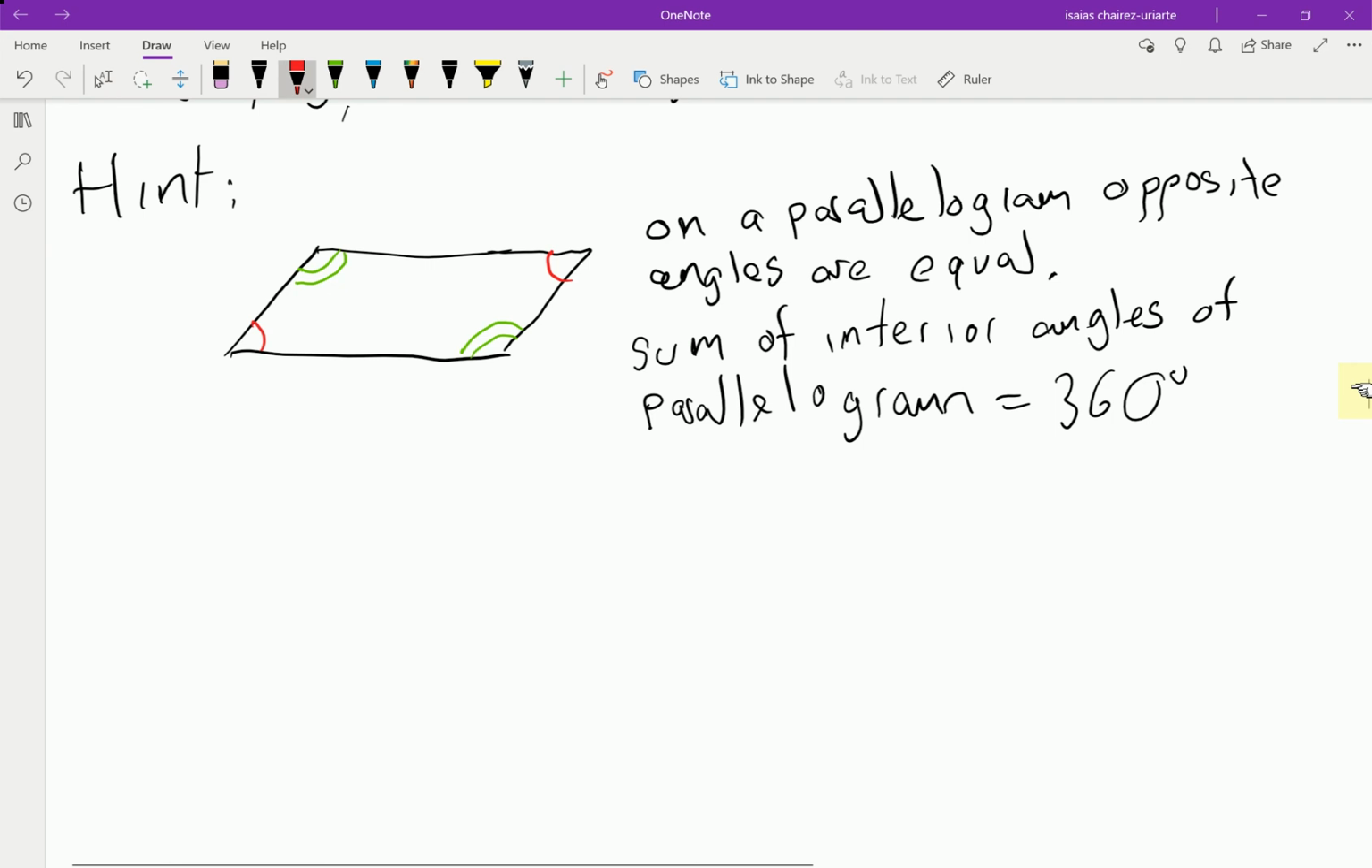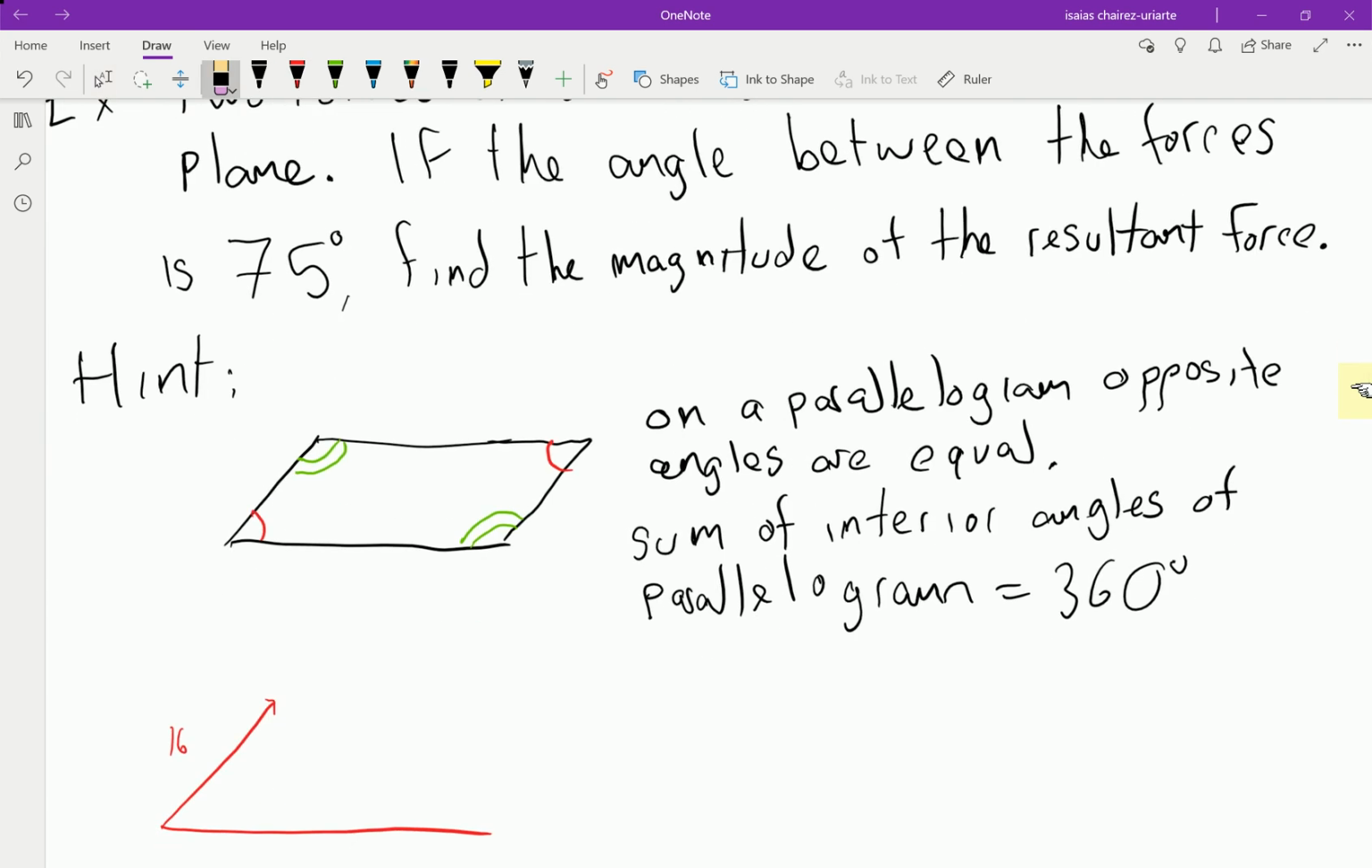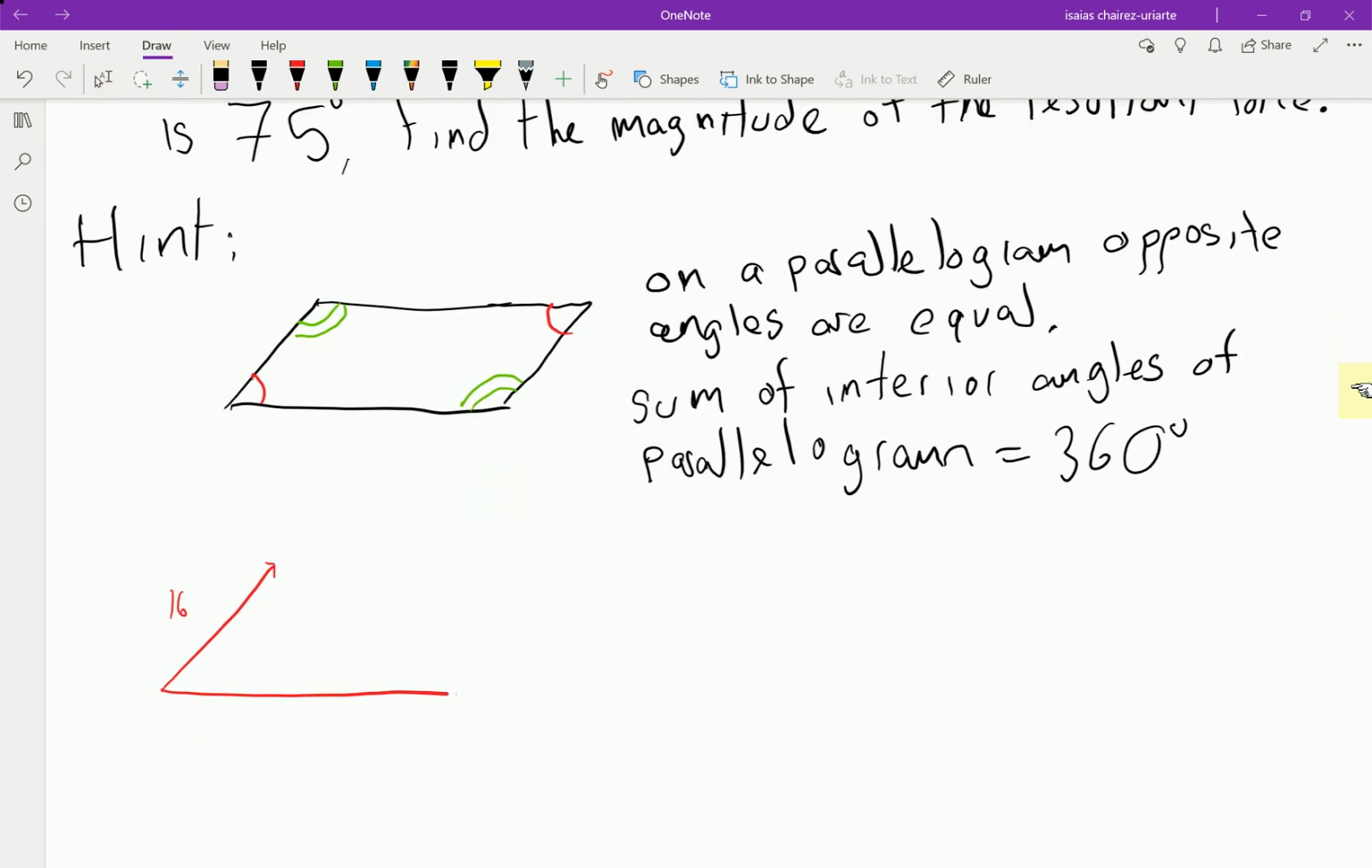So the way I think maybe about it is like this. I'm gonna say that this guy right here, its magnitude is gonna be 16. I have another vector over here with magnitude 18, and it shouldn't be that much longer, something like that. This guy's 18, yeah. And okay, so the angle between them is supposed to be 75 degrees.